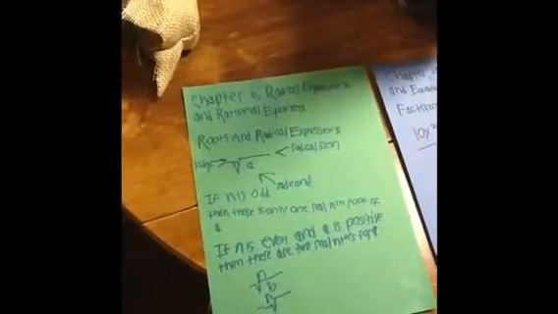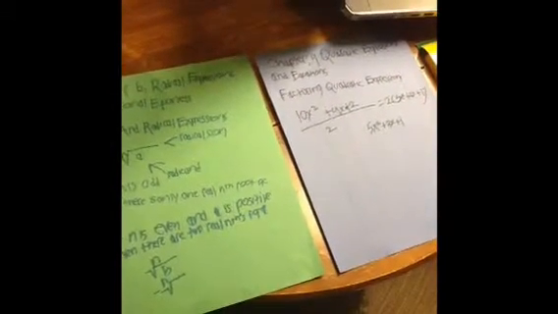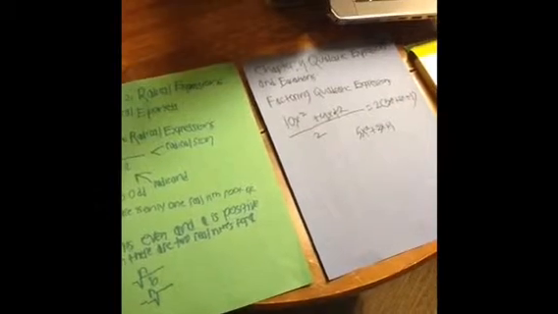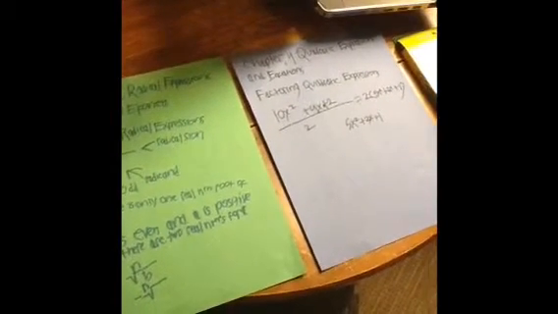Chapter 4, Quadratic Expressions and Equations. Factoring quadratic expressions. An example of a quadratic expression is 10x squared plus 4x plus 2. First thing you always want to do is take that equation and see if you can factor one thing out of all of the numbers.